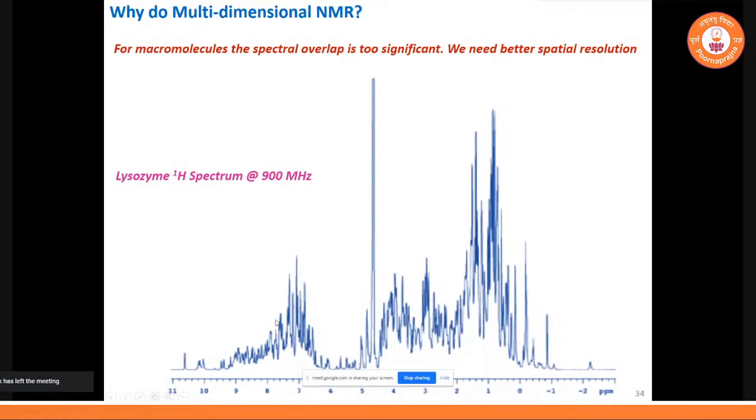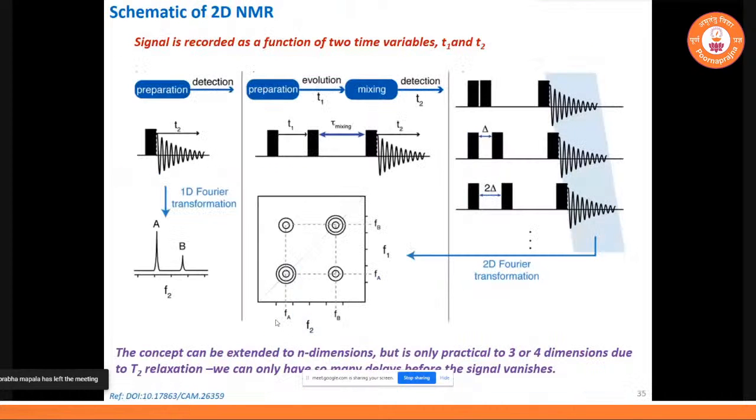It is challenging. So then people thought, why can't we add one more dimension to our spectrum? Thereby we can achieve resolution. So that's why the 2D NMR concept came into the picture. This is also a contribution of Richard Ernst.